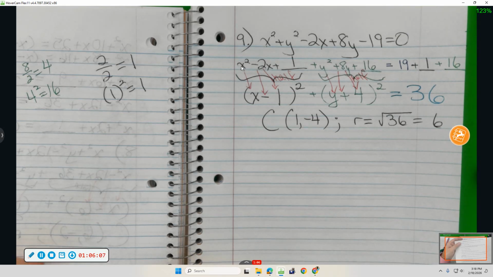It's just arrows. Okay, this variable, that sign, half. This variable, that sign, half.